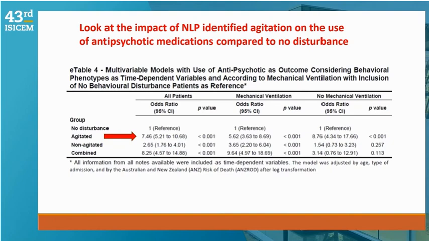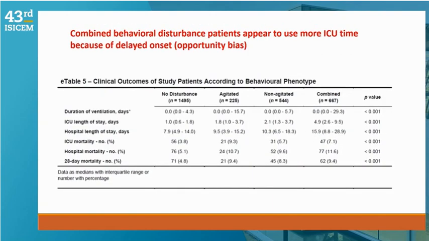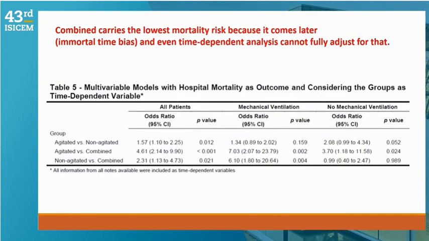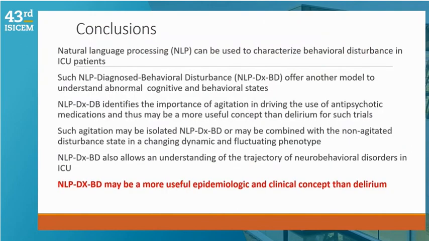You're 7 times, compared to no disturbance, more likely to be treated with an antipsychotic drug. And of course, if you've got combined agitation and hypoactive, again, the risk is there. And of course, combined behavior has a particular different profile because there are biases inherent to it. There is opportunity bias, there is immortal time bias, because combined agitation requires time to occur for people to have both hyperactive and hypoactive delirium.